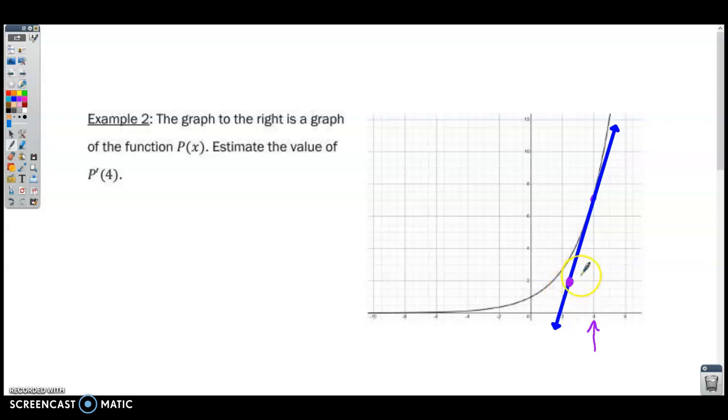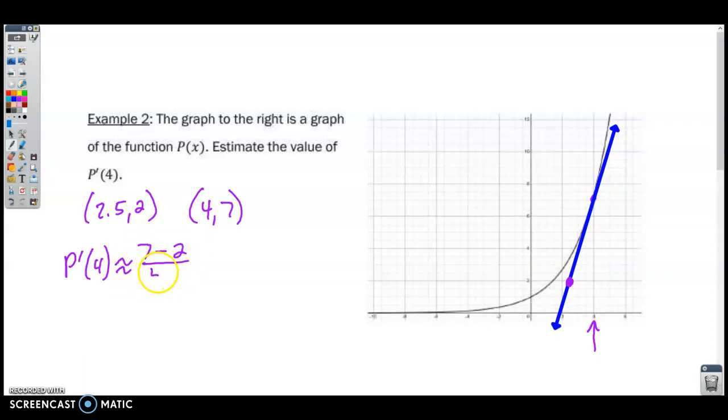I'm going to say right here, so I've got the point 2.5, comma 2 is one of the points on this tangent line. Oops, not 2.2, just 2.5, 2. And then another point, well, why don't I use the point that appears to be my point of tangency? It looks like it's about the point 4, comma 7. And once I find 2 points like that on the graph, I'm going to approximate p prime of 4 by using the average rate of change between those 2 points.